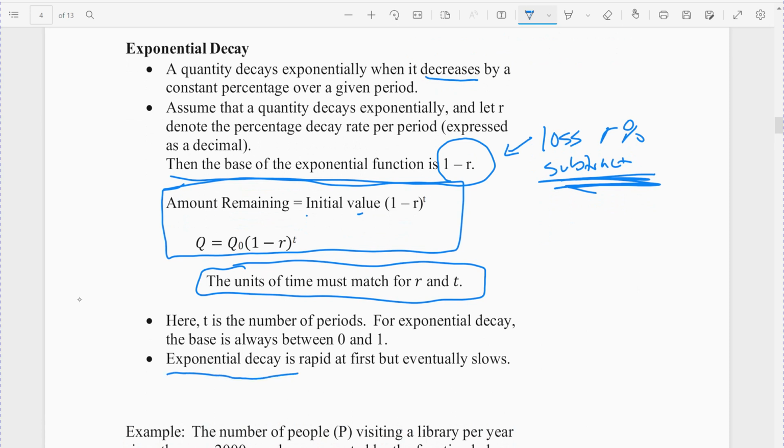Exponential decay tends to decrease fast and then slow down. The shape of the graph typically is you have this initial value here, and then it shoots down really fast, and then it tapers off, because eventually it's just small amounts that it's decreasing, slower and slower and slower. So it comes down really fast and then it slows down. It's not a line, because it's got a curve to it.